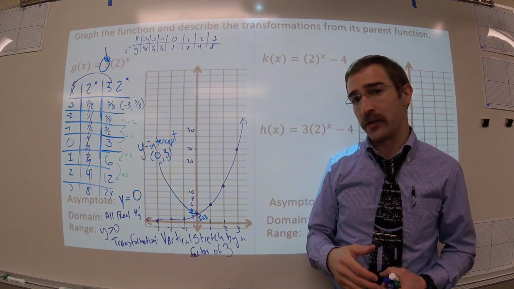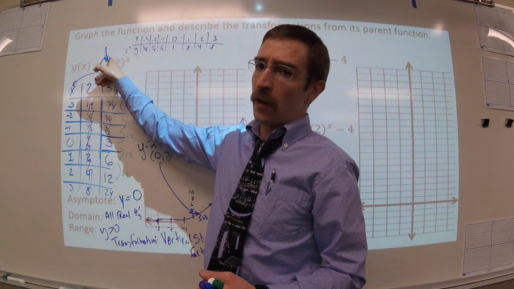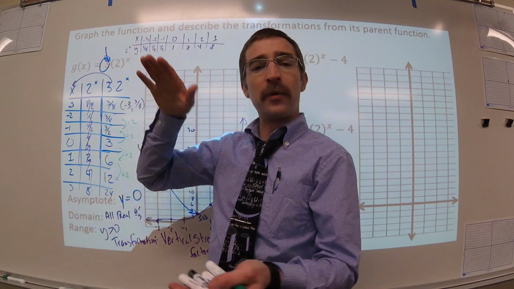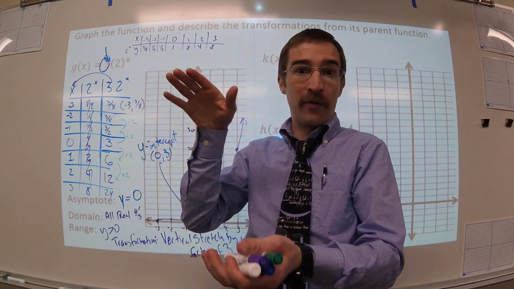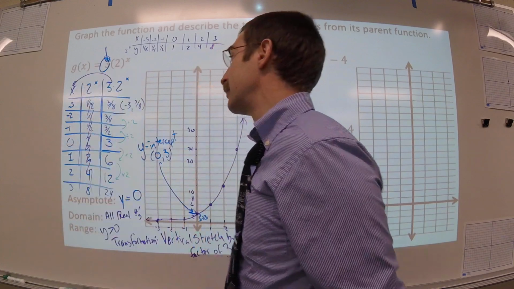So it could be a vertical stretch by a factor of 4 if it was 4 times 2 to the x. If this number was smaller than 3, like let's say it was a half, that would be a vertical shrink, or you could still say a vertical dilation in that case. You just have to say by a factor of whatever that number is.